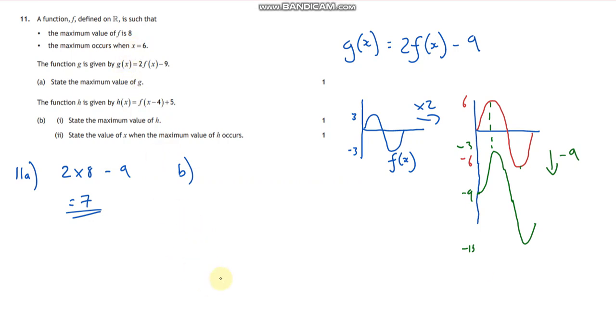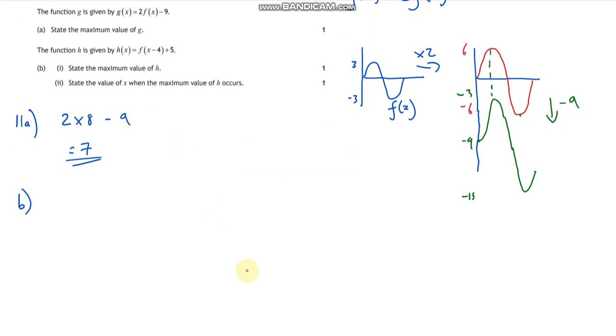The next bit, maybe just take a separate line for this actually. The function h is given by that. State the maximum of h and state where that occurs. Okay, so this time we're taking our f function. So what am I doing to my f function then? I've got my f of x function, and then I've got my h of x function. So I'm just going to put x and y and x and y. So what's happening to the x's then? Well, if I'm taking away 4, we always do the opposite here, so I'm adding 4 onto them, right? So if I add 4 on, it's going to give me the h of x ones.